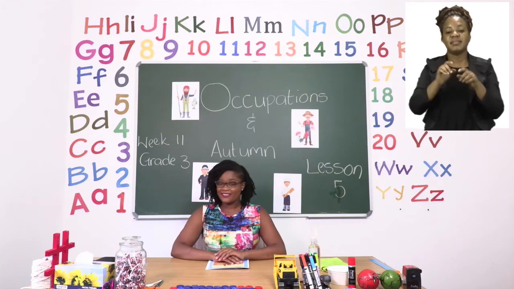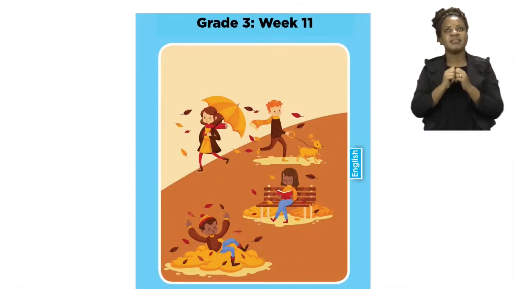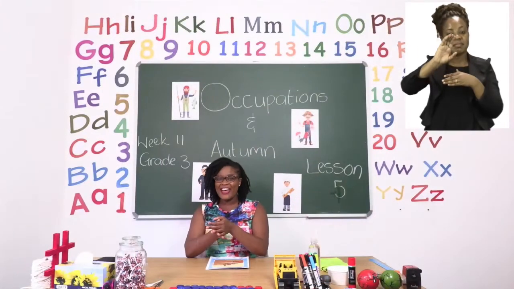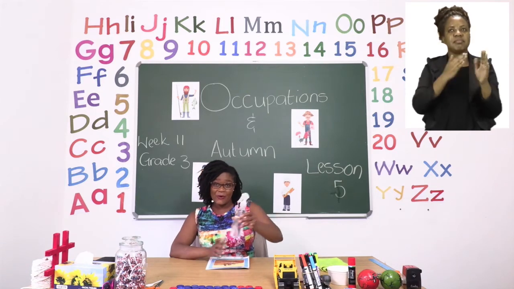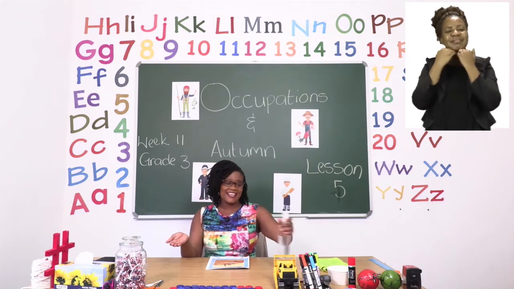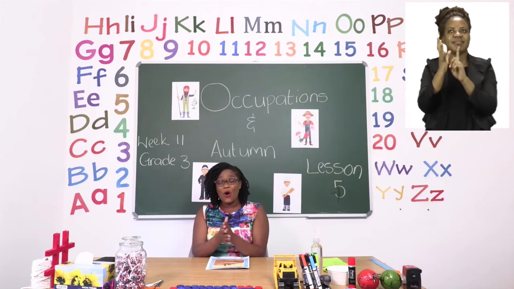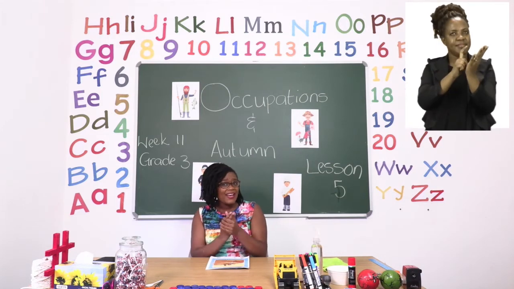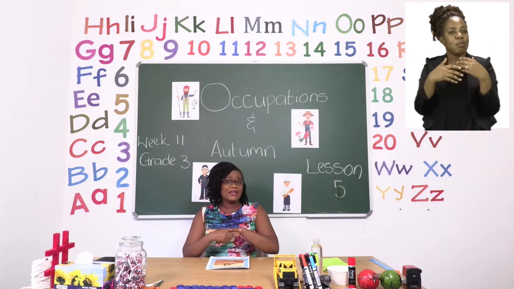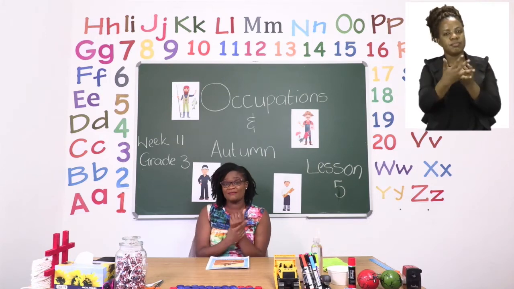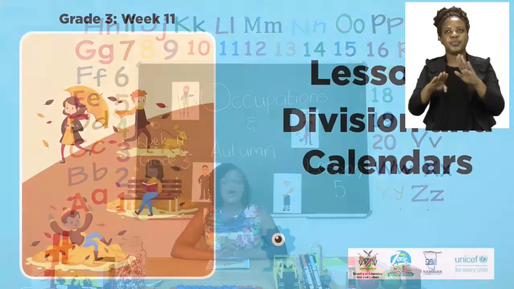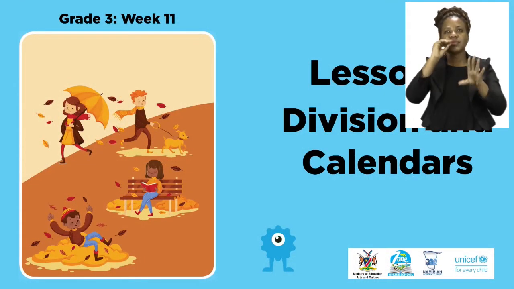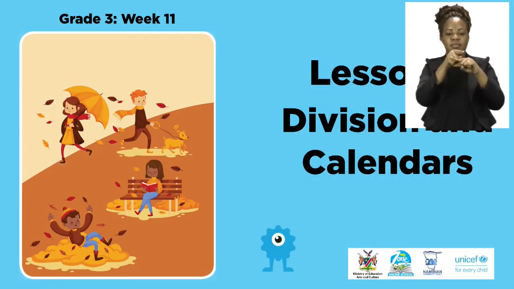Our theme this week is occupations and autumn. And before we get into any lessons, boys and girls, it is always important for us to sanitize. Remember, you can always sanitize as well as washing your hands. Just make sure you use soap and water. Make sure your hands are dry before you touch anything. For today's lesson, we will be talking about division and calendars.